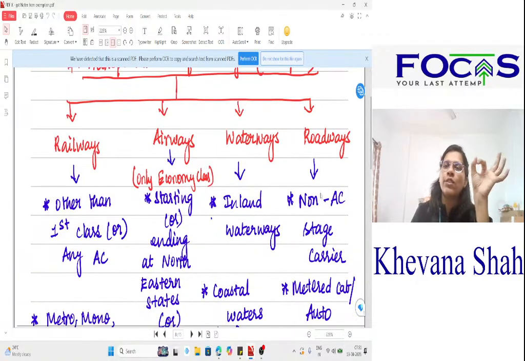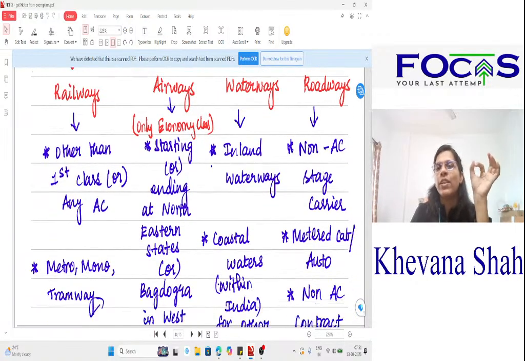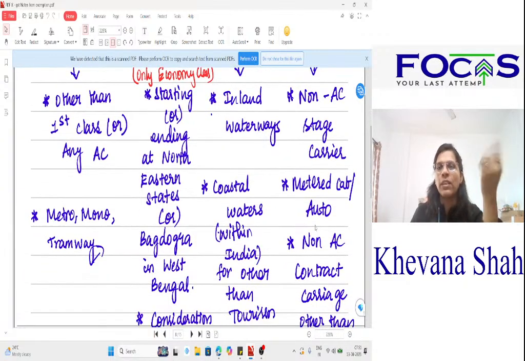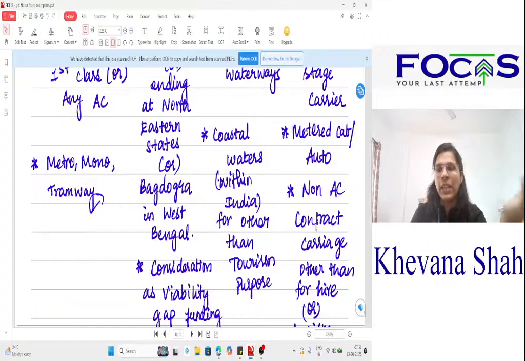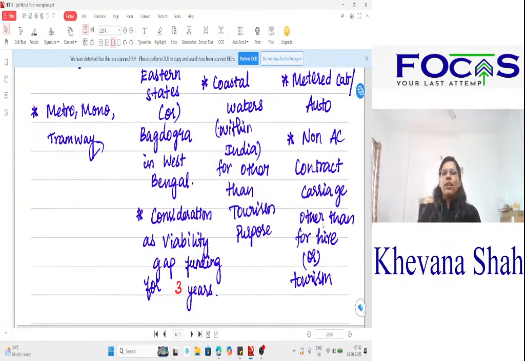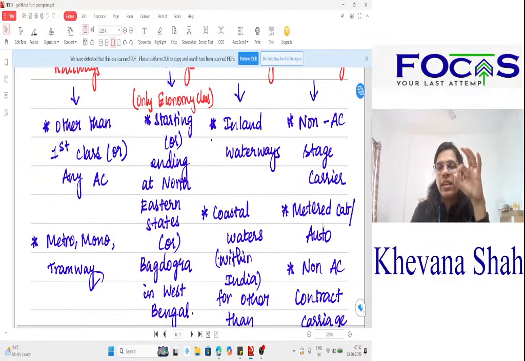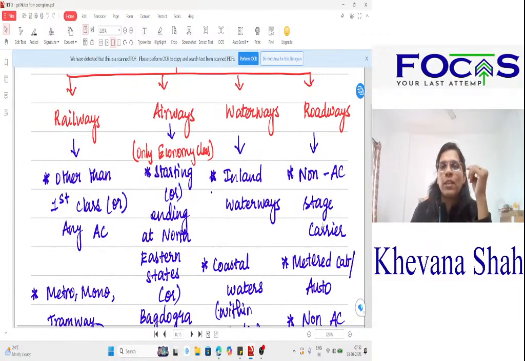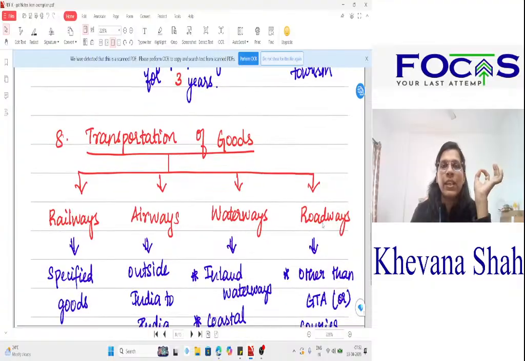Then again, in case of roadways, if you are traveling by non-AC stage carrier, then that is exempted. By meter cab or auto, it is exempted. And non-AC contract carrier other than for hire or tourism. So if the transportation service is for tourism or hire purpose, or you are being transported in AC vehicles, then all those would be taxable, otherwise it is specifically exempt.